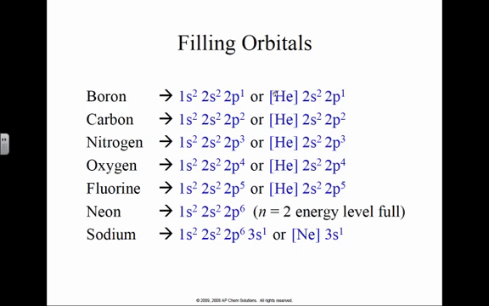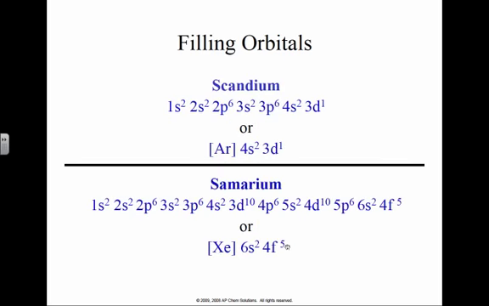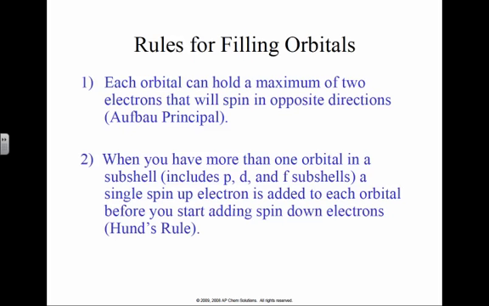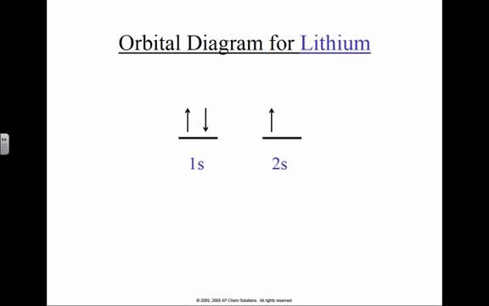Remember that the shortcut is you can say the noble gas before it and then start from the next energy level. So oxygen, instead of 1s2, 2s2, 2p4, it's just helium, 2s2, 2p4. Down here at sodium, instead of 1s2, 2s2, 2p6, 3s1, we say right here, this is neon, 3s1.